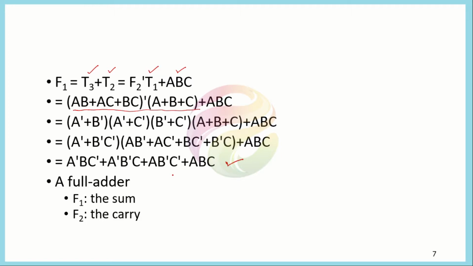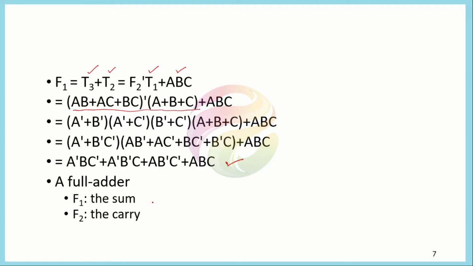In the future lectures, we will be discussing the full adder and the half adder. And when we reach there, you will see that these F1 and F2 are representing the outputs of a full adder. There are two outputs for an adder: one is the sum and the other is the carry. The F1 actually is representing the sum, while F2 is representing the carry.